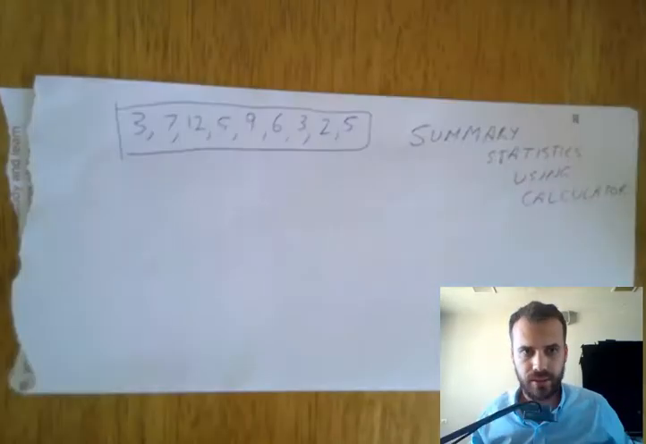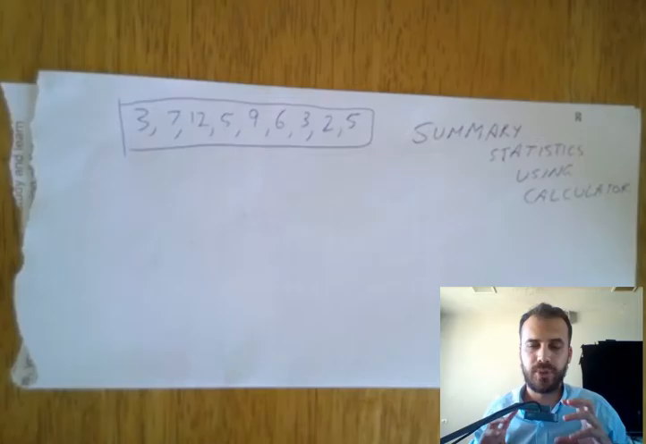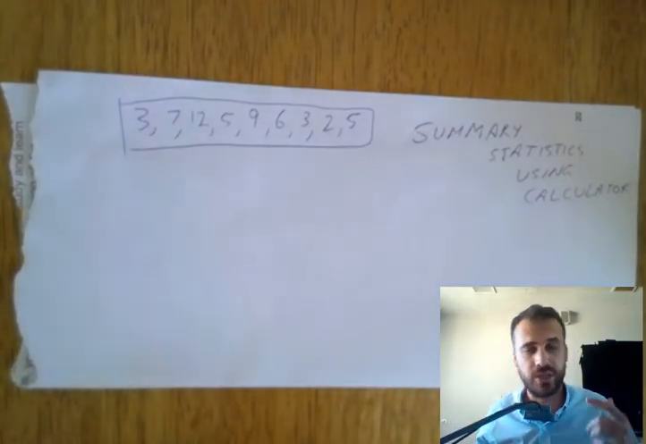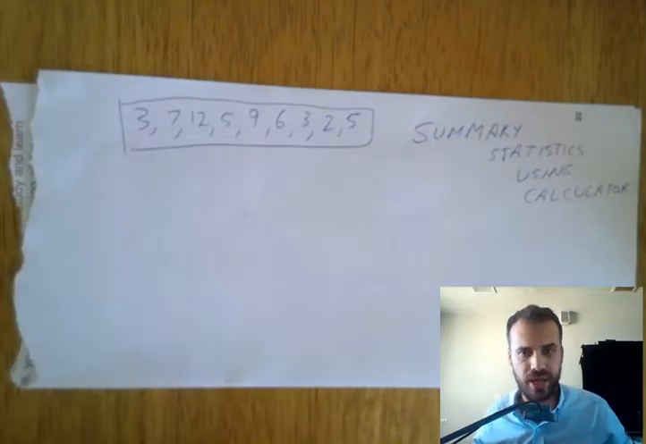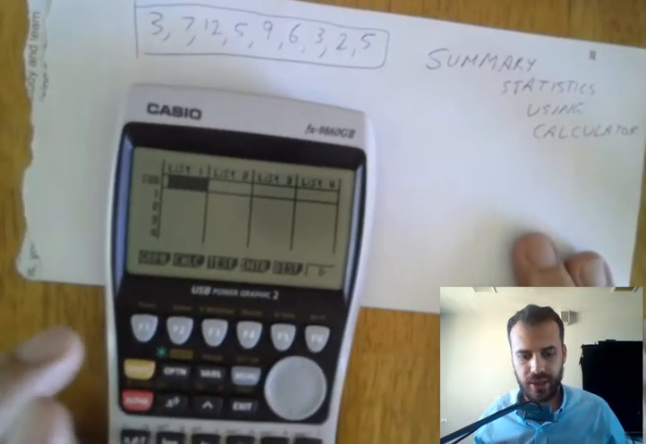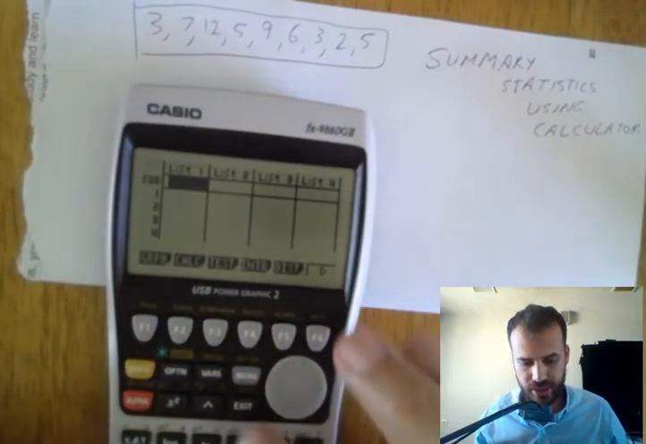Okay, so here's my fake data set: 3, 7, 12, 5, 9, 6, 3, 2, 5. I'm going to find the mean, the median, the mode. I'm going to find the standard deviation, the range, the interquartile range, the minimum, the maximum, everything really, really quickly using my graphics calculator. So I'm going to be cheating, I guess.